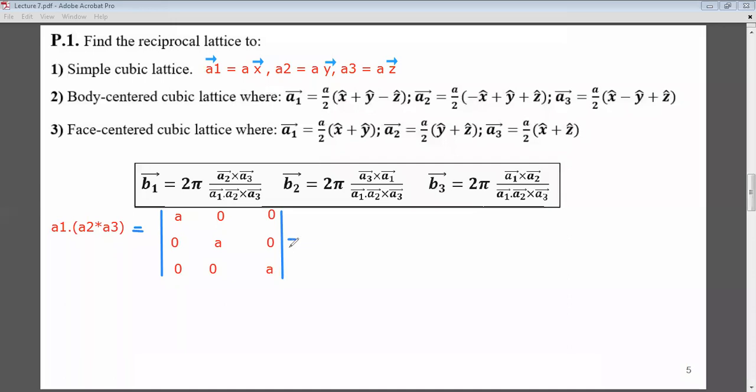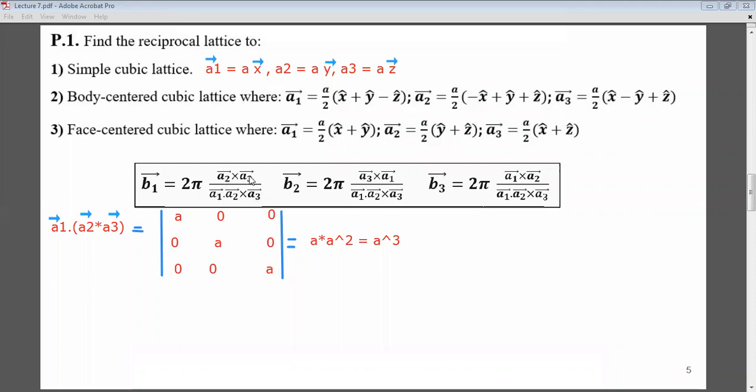It's a bit difficult to write in Zoom, but let's do as much as we can. If I solve this, there is a here and I multiply it, so I hide this side and this side, and I will have a squared. So I have a times a squared, and this gives me a cubed. So this is A1 dot A2 cross A3, and I am done with the denominator.